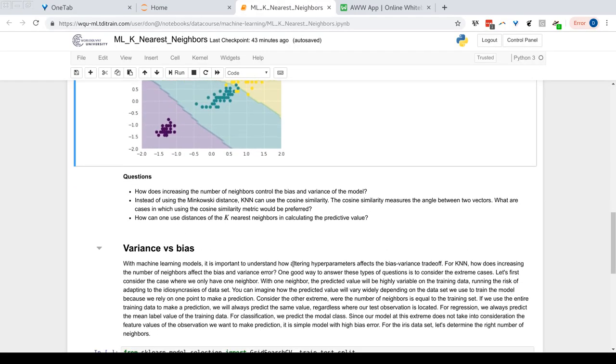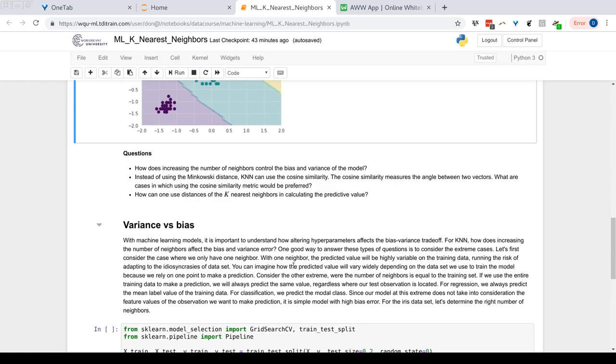When answering these questions, one of the things that I like to do is consider extreme situations. Let's consider the very extreme, where we have a model. It doesn't matter if we're doing regression or classification. Let's go ahead and say we're doing regression. We can talk about how it works for classification, which will be very similar, but let's think about it in the eyes of regression.